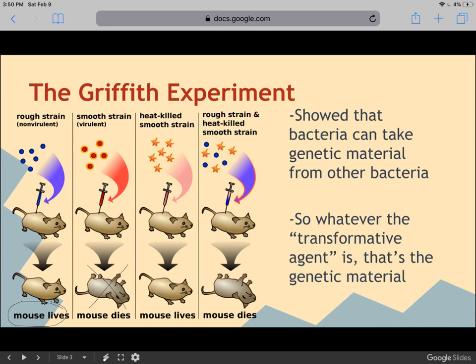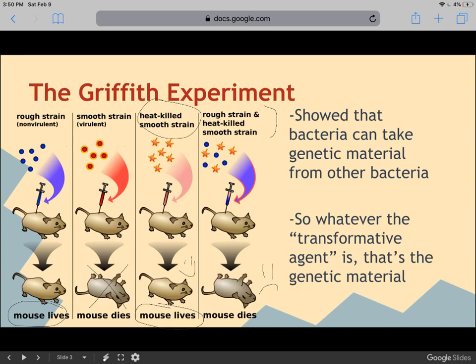Now, the experiment, what they did was they also tried killing the smooth strain with heat, and when they did that, they found that the mouse survived. Then, this was the key part right here, they put in a mix of the rough strain, which is usually harmless, and the smooth strain that was dead. And they expected that the mouse would survive because the rough strain didn't kill the mouse, and the smooth strain that was dead also didn't kill the mouse. But what they actually found was that the mouse died when it was injected with this mix.